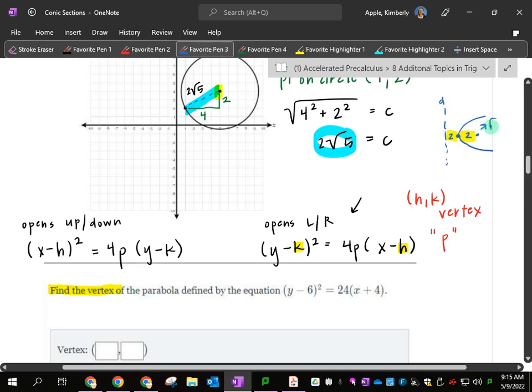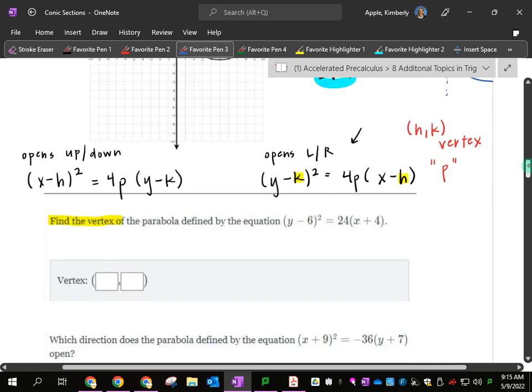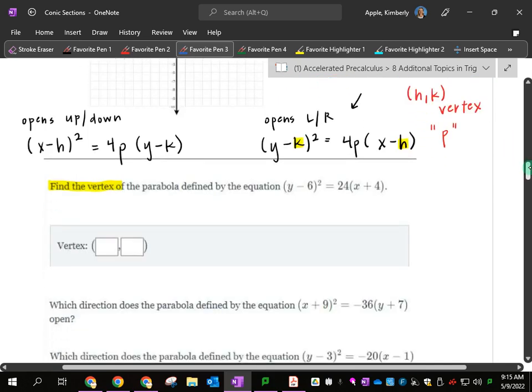Directrix, focus, vertex, if you remember. That's going to give me that distance. So I need to write this equation in this format. Well, luckily it's pretty much done for me. This would just be 4 times 6, x minus negative 4.